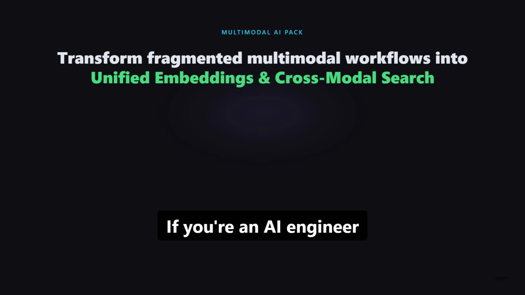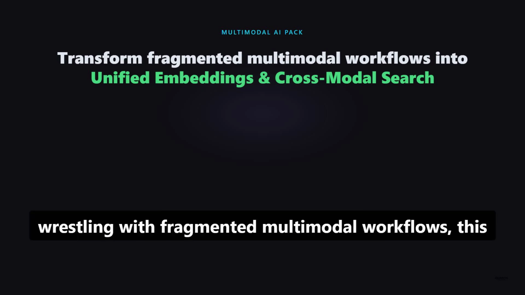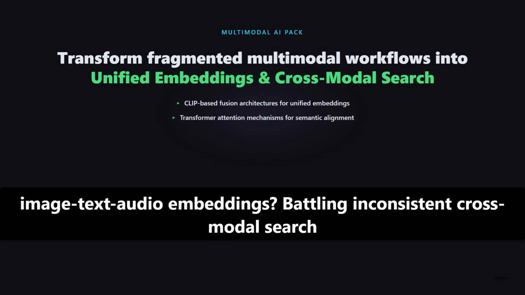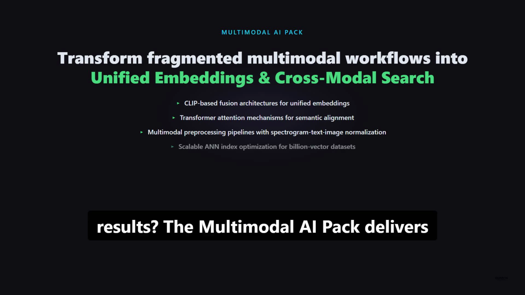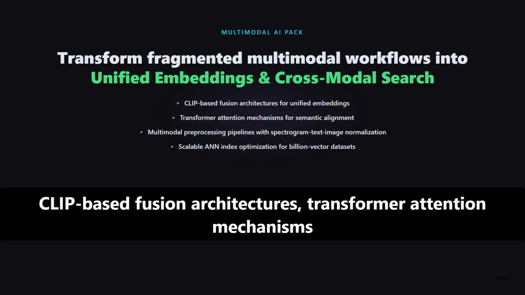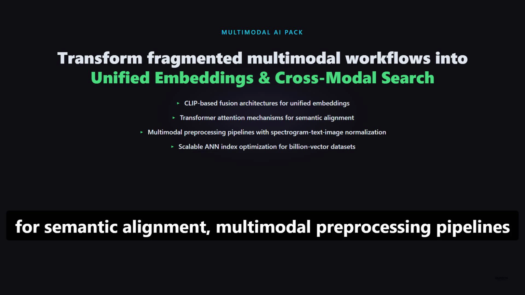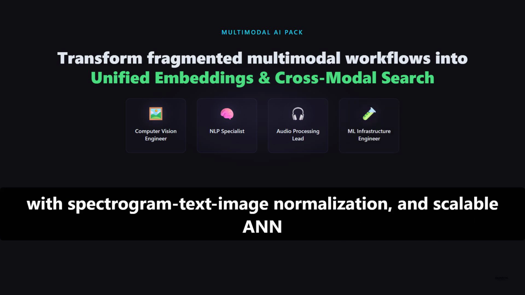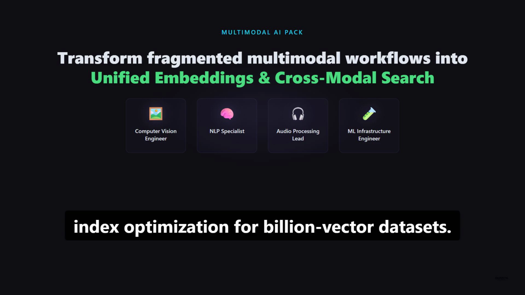If you're an AI engineer wrestling with fragmented multimodal workflows, this is your breakthrough. Struggling to align image, text, audio embeddings? Battling inconsistent cross-modal search results? The Multimodal AI Pack delivers CLIP-based fusion architectures, transformer attention mechanisms for semantic alignment, multimodal preprocessing pipelines with spectrogram and text-image normalization, and scalable ANN index optimization for billion-vector datasets.